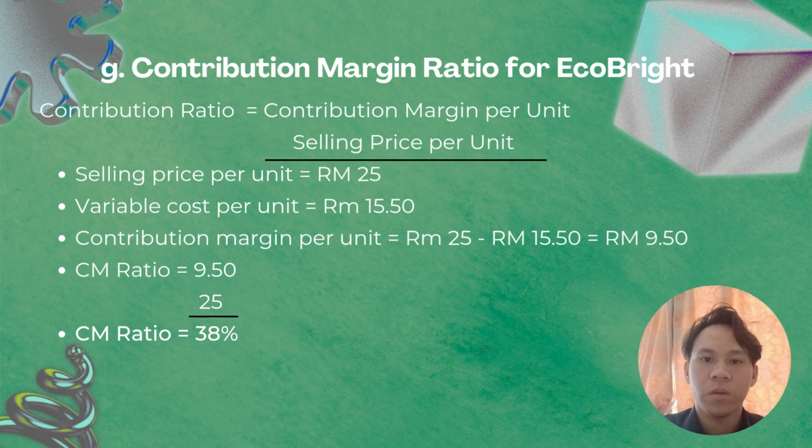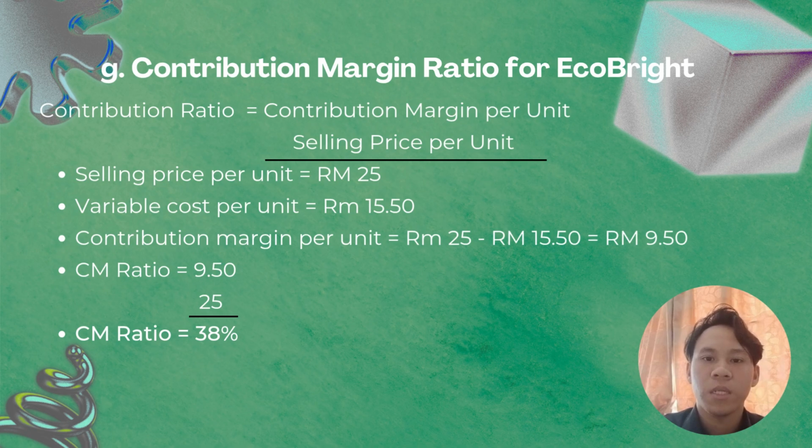Now we find the contribution margin per unit. Selling price 25 ringgit minus variable cost 15 ringgit and 50 cents equals 9 ringgit and 50 cents. Finally, we use the formula: contribution margin ratio equals 9 ringgit and 50 cents divided by 25 ringgit, then multiplied by 100%, which gives us 38%.